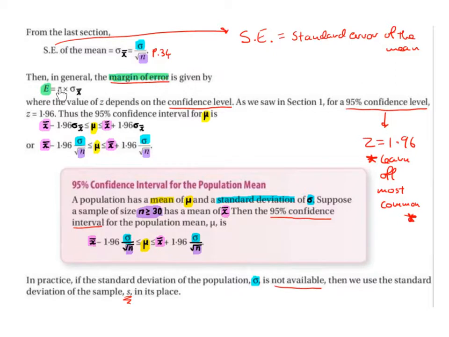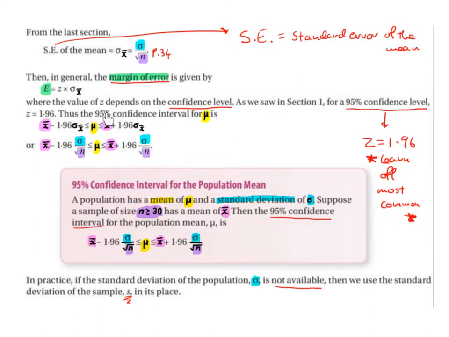So basically Z multiplied by this, where the value of Z depends on the confidence level. As we saw in section 1, for 95% confidence level, Z is equal to 1.96. It would be a good idea to learn this off because it is the most common.